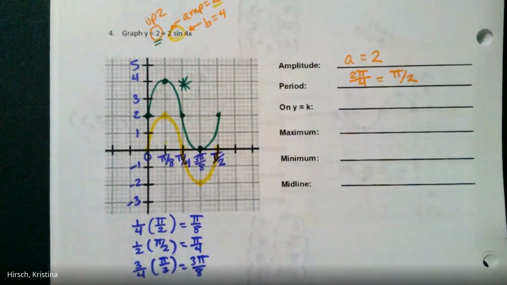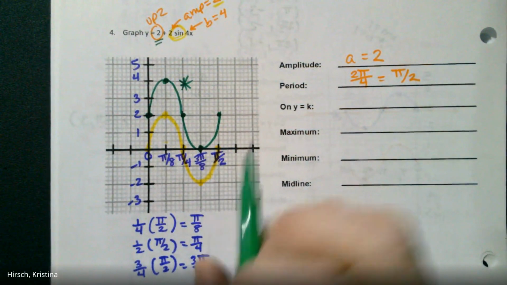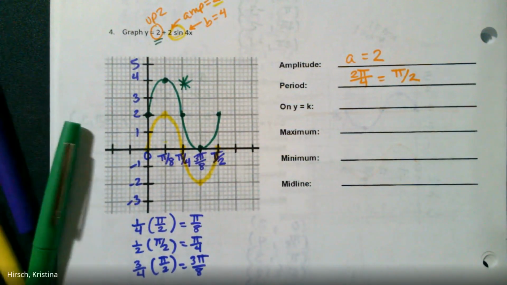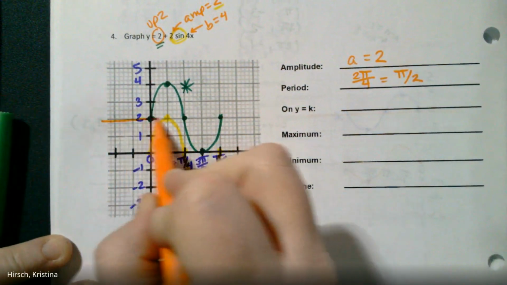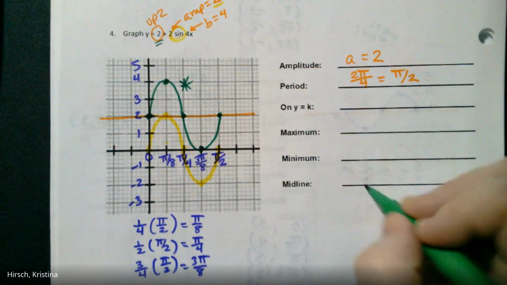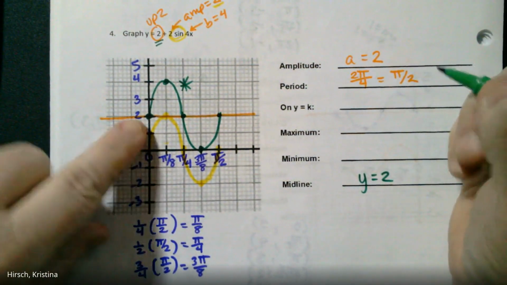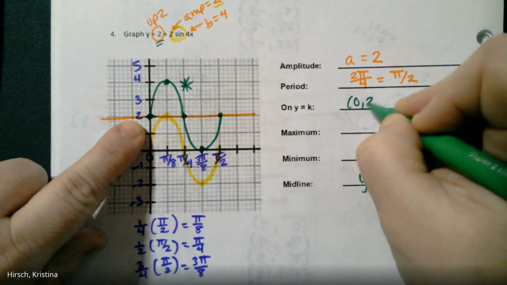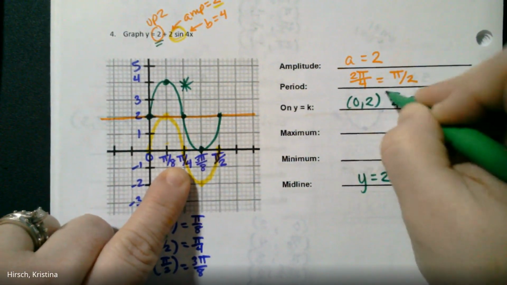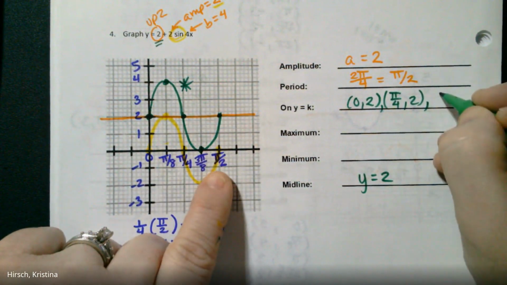So the green one is what I'm going to look at. The yellow one is just there to help us. The green one's the one that we are looking at to answer all of our questions. So our midline is at y equals 2. And the points on my midline are 0, 2, pi over 4, 2, and pi over 2, 2.